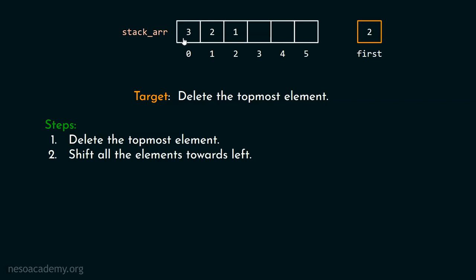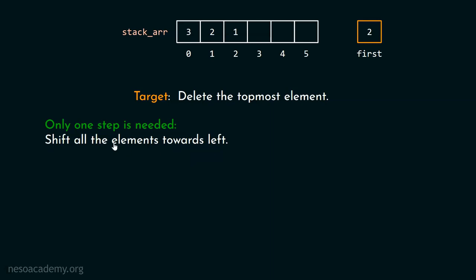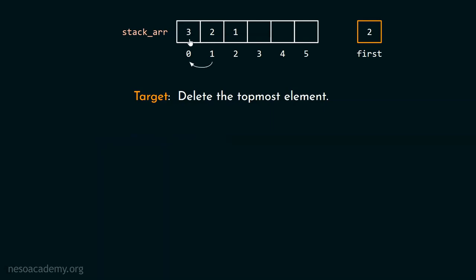What we can do instead, we can actually combine these 2 steps into a single step. That is, shift all the elements towards left. We just have to do this thing. We know that eventually this value will get replaced by 2. Therefore, there is no need to actually delete this element specifically. We just have to shift all the elements towards left. This is the only step needed, right? So first we will shift this element towards left, so this will get replaced by 2. And after this we will shift this element towards left, so this will get replaced by 1.